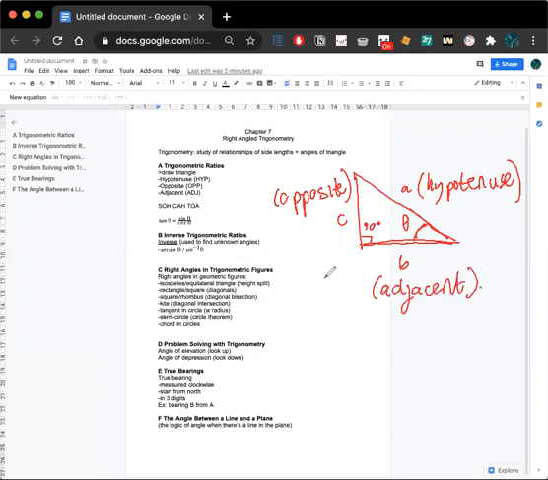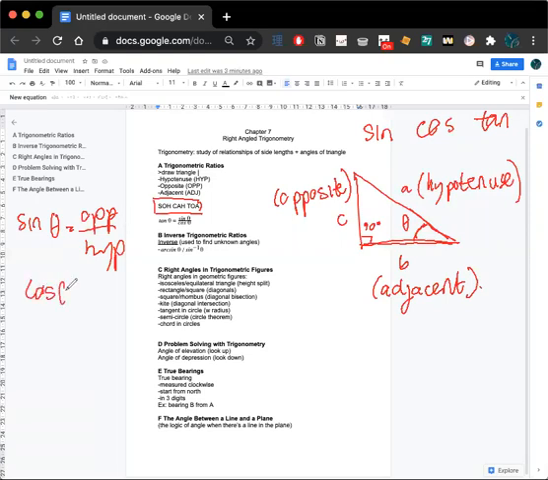And so in relation to sin, cos, and tan, you may have heard of this thing called Sohcahtoa, which is an easy way to memorize the sin, cos, tan formula. So sin theta would be opposite over hypotenuse, cos theta would be adjacent over hypotenuse, and tan theta is opposite over adjacent.